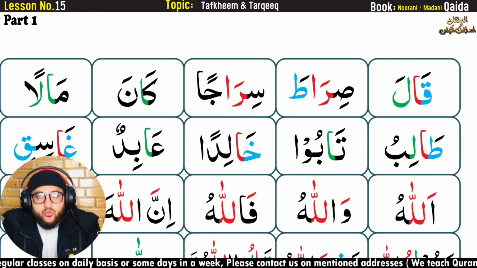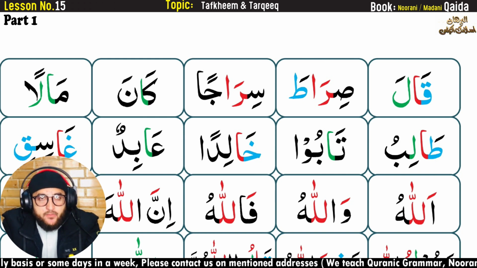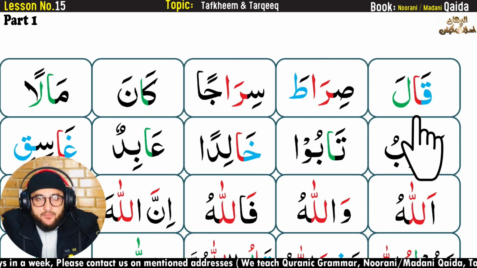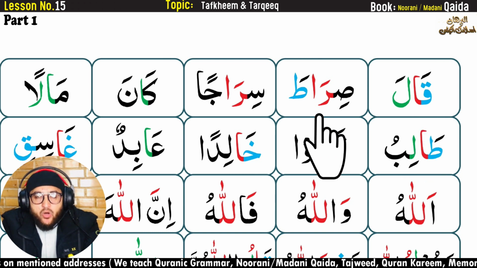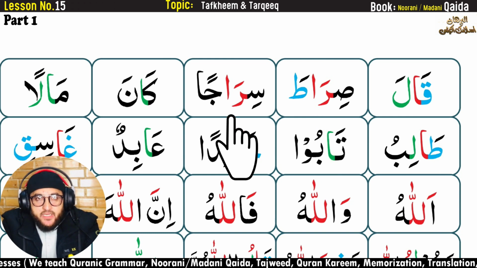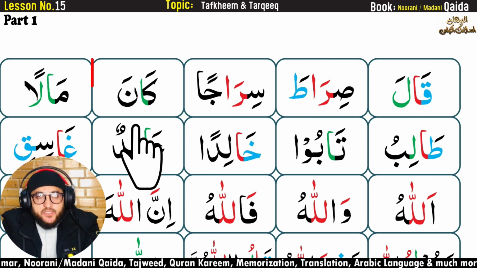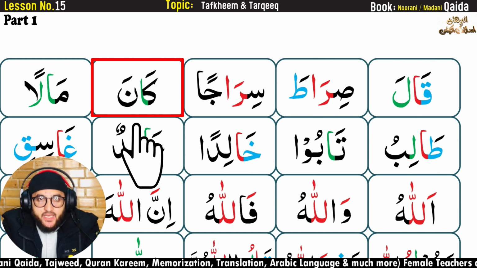I think we need to use Arabic terms: Tafkheem instead of thick tone, tarqeeq instead of thin tone. Qala, tafkheem on alif, sirata, tafkheem on ra as well as alif, and same like here, sirajan, tafkheem on ra as well as on alif. Next, kaf alif fatha ka, noon fatha na, kana.